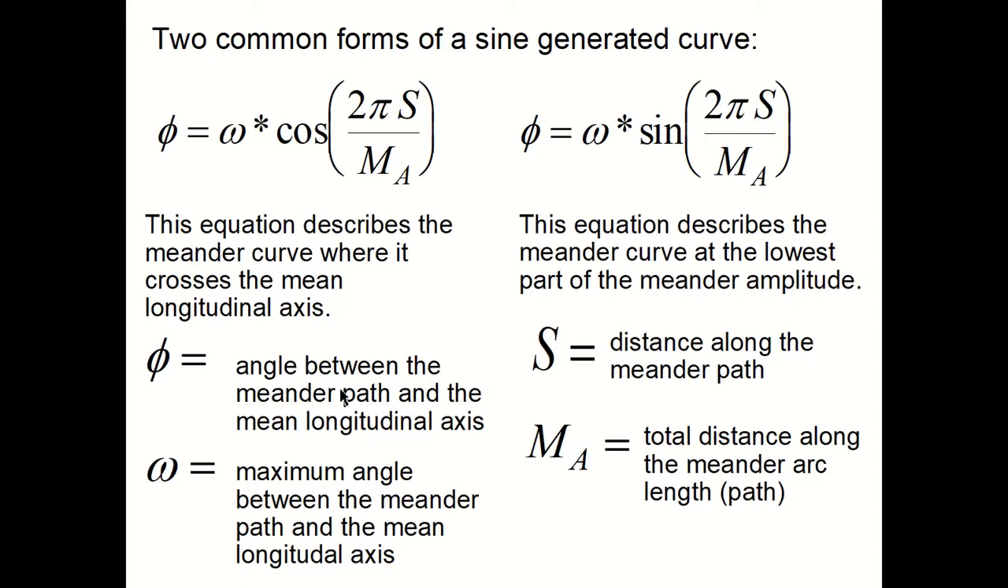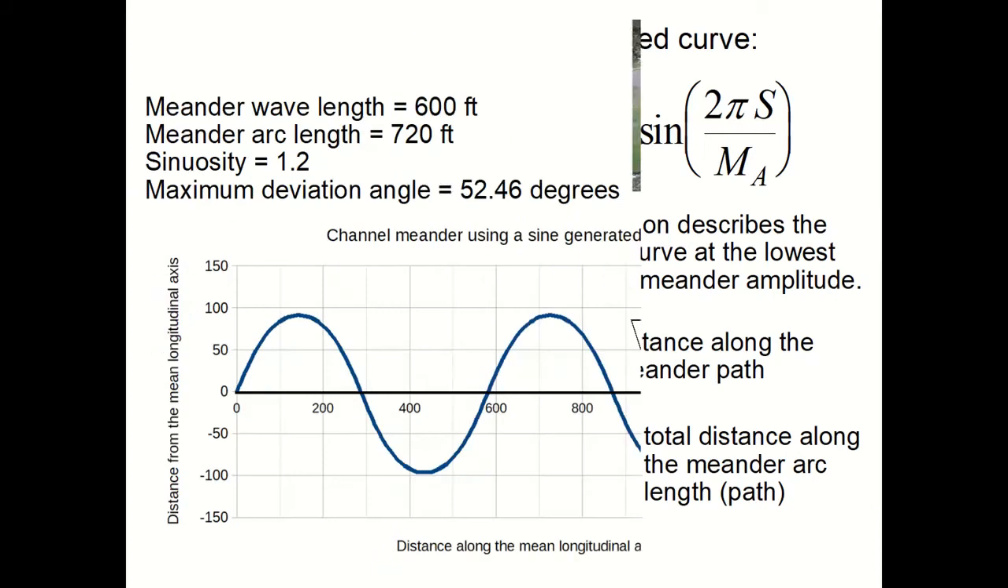Now phi is the angle between the meander path and the mean longitudinal axis. Omega is the maximum angle between the meander path and the mean longitudinal axis. S is the distance along the meander path, and m sub a is the total distance along the meander arc length, or the path. We're going to be using the cosine equation, and in the next slide we will discuss what actually is the mean longitudinal axis.